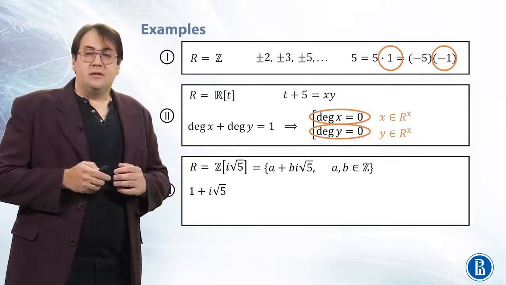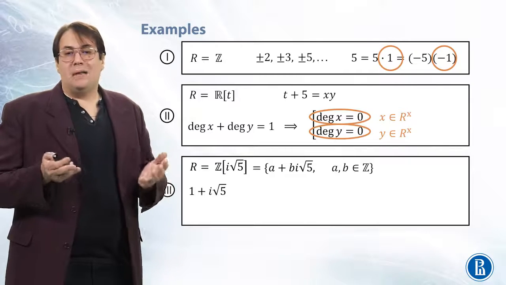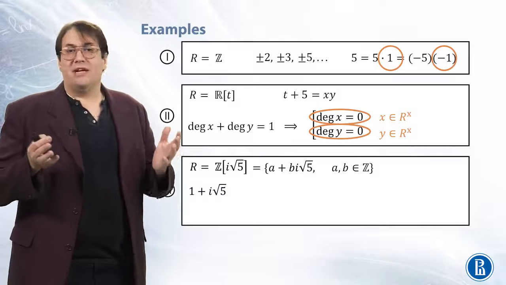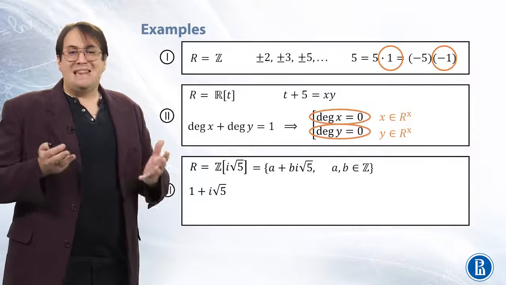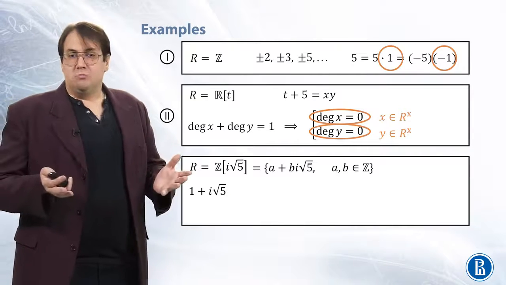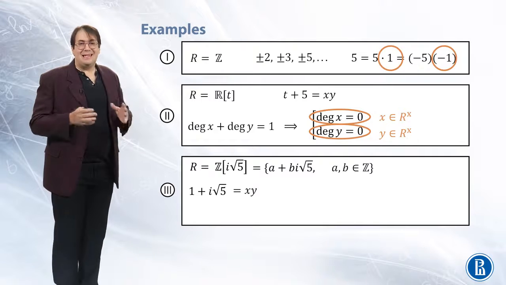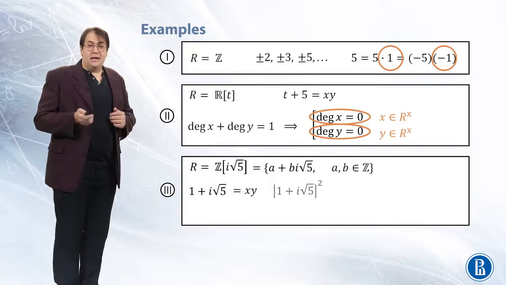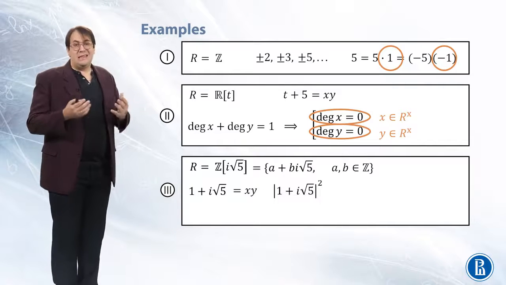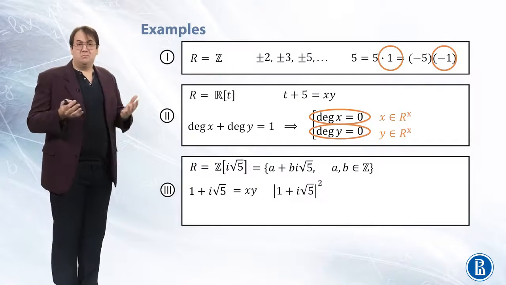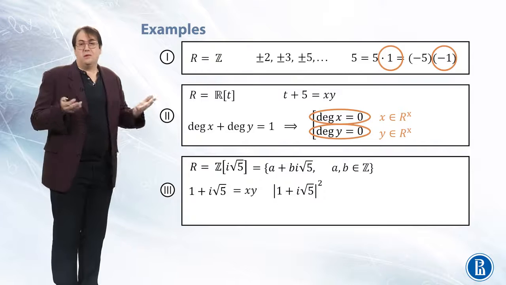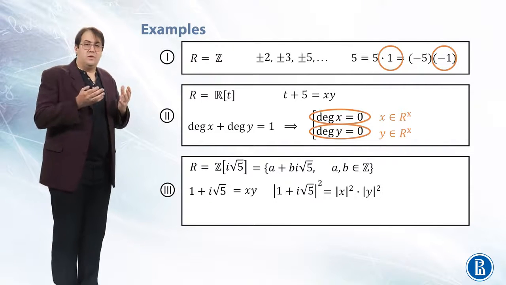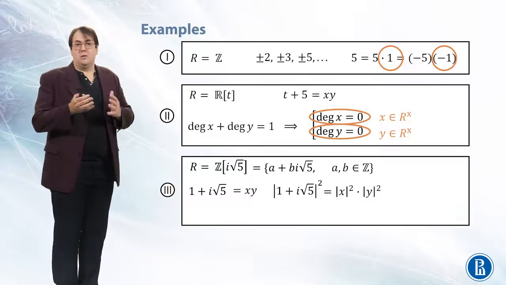And in this ring, we can consider an element 1 plus i square root of 5. Well, i is of course an imaginary unit. Will this element be indecomposable? Let's try to represent it as a product of two other elements, x and y. And now just calculate the absolute value of this complex number. We know that it should be equal to the product of absolute values of x and y.